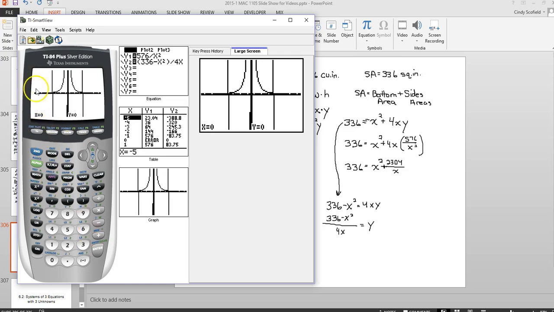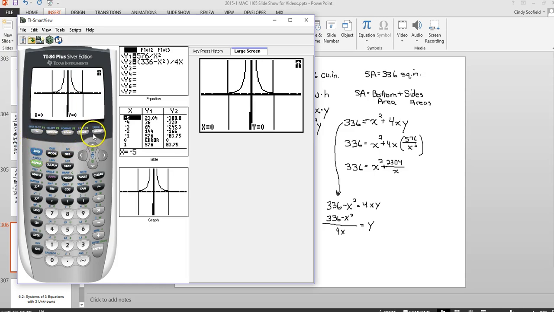Really not, since it's the sides of a box, I'm really not interested in negative numbers. I can just eliminate that possibility over there. I don't need that. Since when does a box ever have negative sides, right? So I'm just worried about over here on the right side, positive x values.